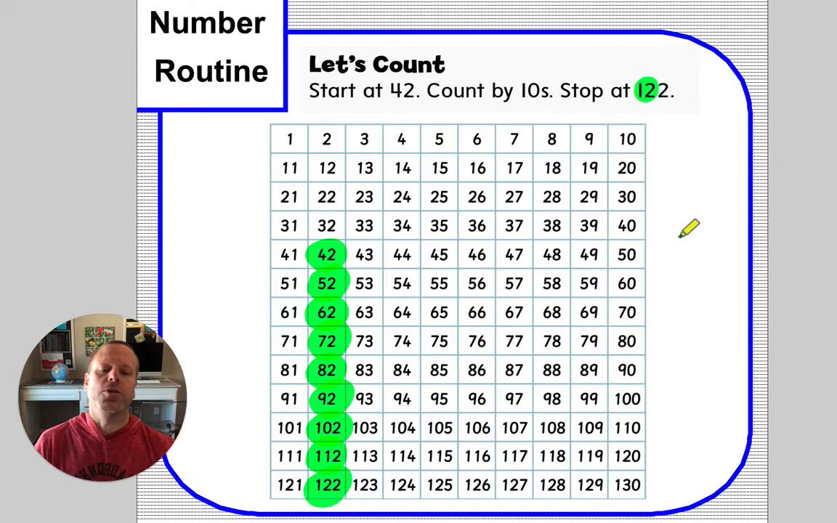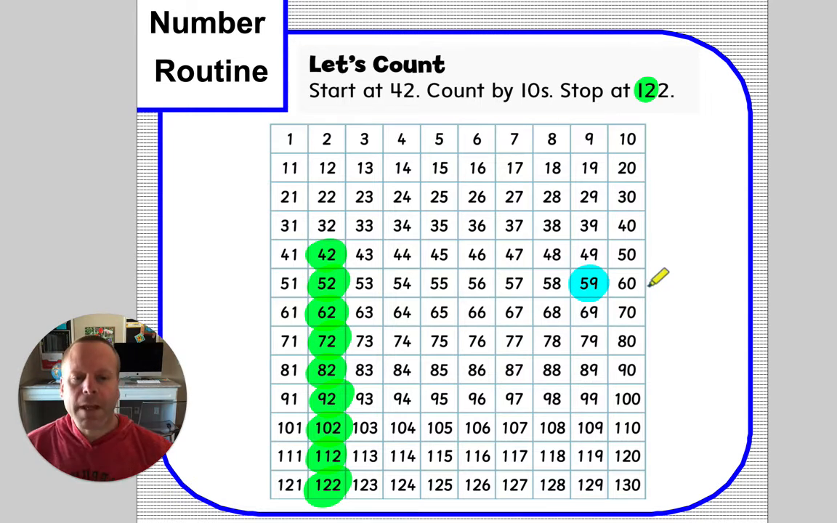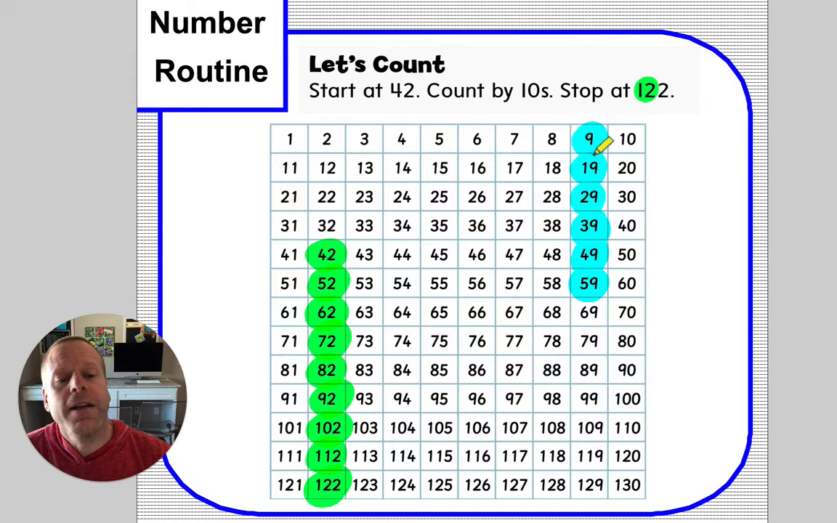Instead of starting at 42, let's start at 59. Okay? And this time, instead of counting bigger by tens, let's count smaller by tens. So you might notice a different pattern here. 59 becomes 49, becomes 39, becomes 29. Oh, I'm down to just 110, and then I give that 10 up entirely when I get all the way down to 9.